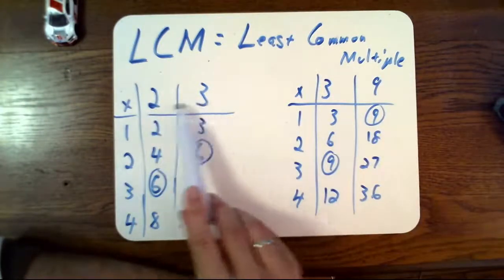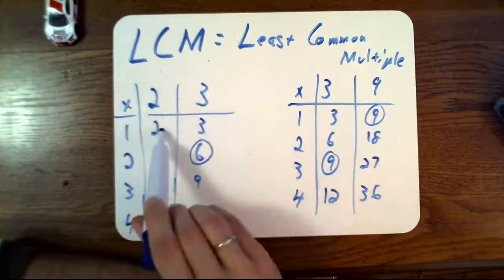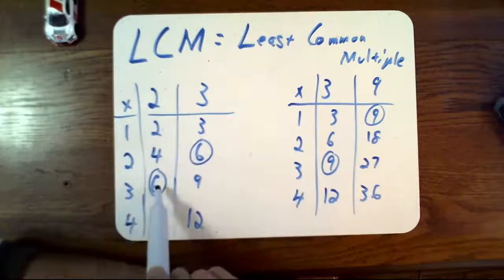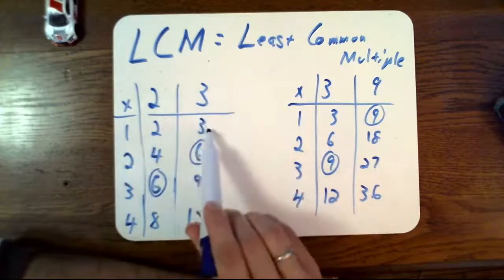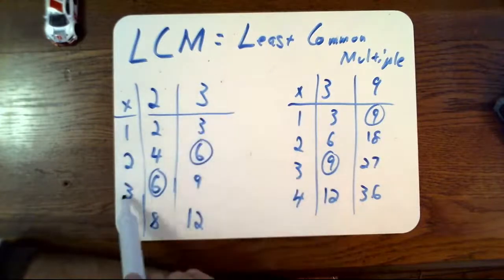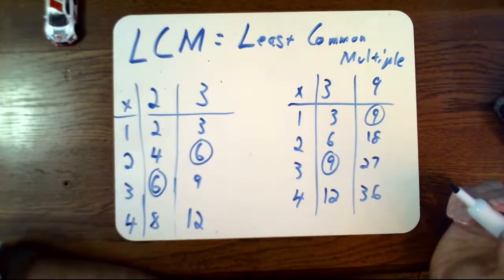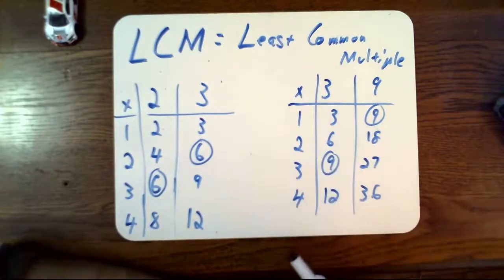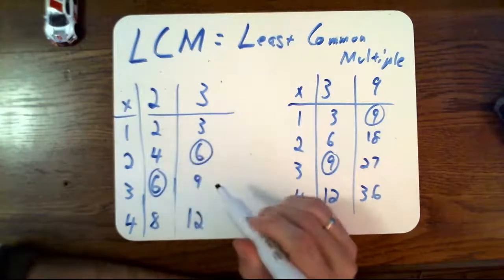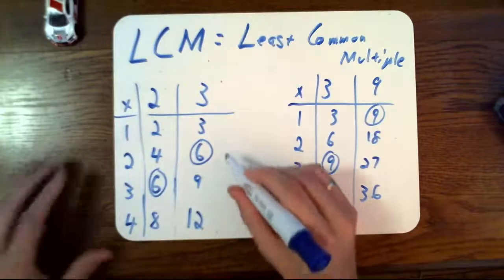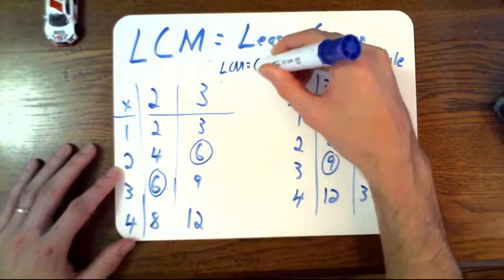So here I'm comparing 2 and 3. I've got multiples of 2: 2 times 1 is 2, 2 times 2 is 4, 2 times 3 is 6, 2 times 4 is 8. Here I have multiples of 3: 3 times 1 is 3, 3 times 2 is 6, 3 times 3 is 9, and so forth. So what is the first number that these two multiples share? Well, we have a 6 here and a 6 here, so the LCM between these two is 6.